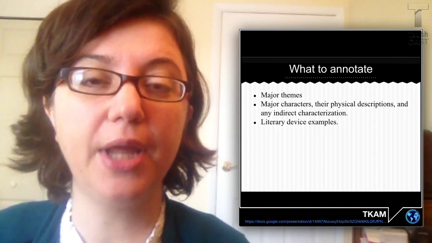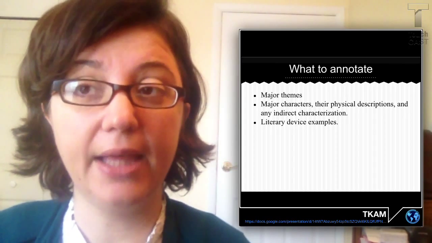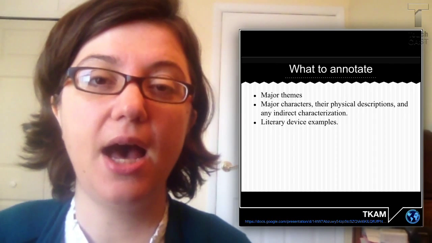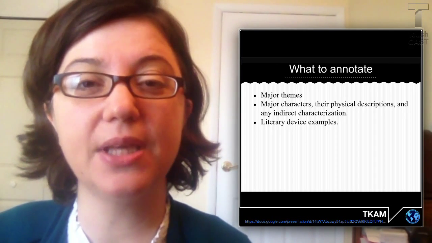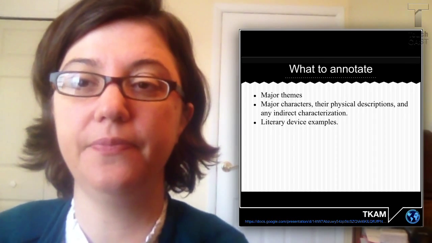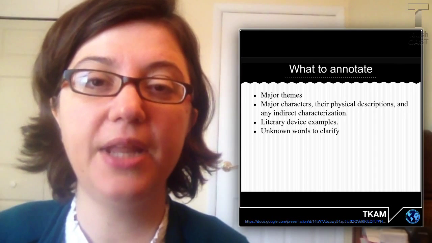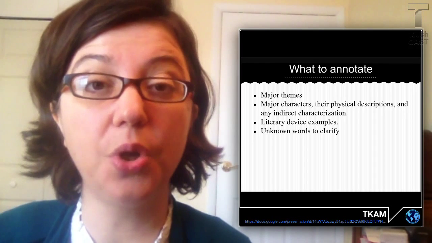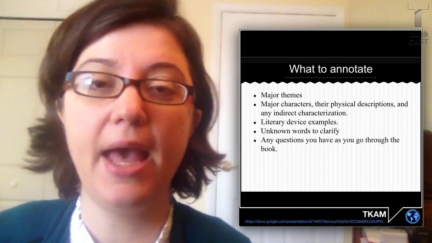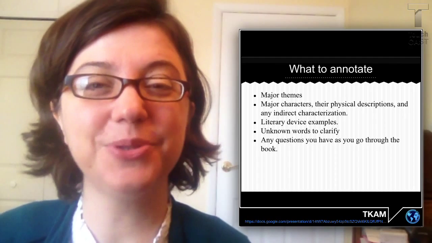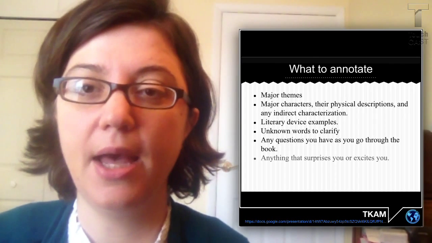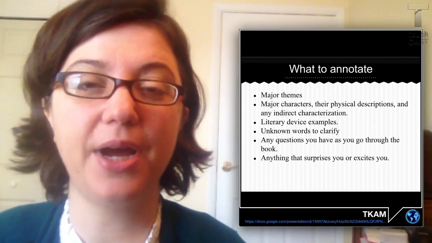The third thing I want you to annotate are literary devices and their examples. There's a whole plethora of things that are literary devices. I will give you a handout that explains the ones that we need you to know for advanced. And as you come across these, you mark them down. The next thing you're going to want to annotate are any unknown words that you need clarified. The fifth thing you're going to annotate are any questions that you have going through the book. And the very last thing is anything that surprises you or excites you.